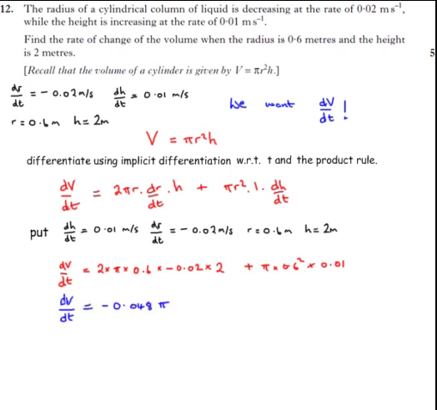That gives us that dv by dt is negative 0.048 pi for the first part, plus 0.0036 pi. When we add them together, in terms of pi we get negative 0.0444 pi. Now if we fit a value of pi in for this, we get an approximate answer of negative 0.139 meters cubed per second, since it's a volume. And this is our answer.